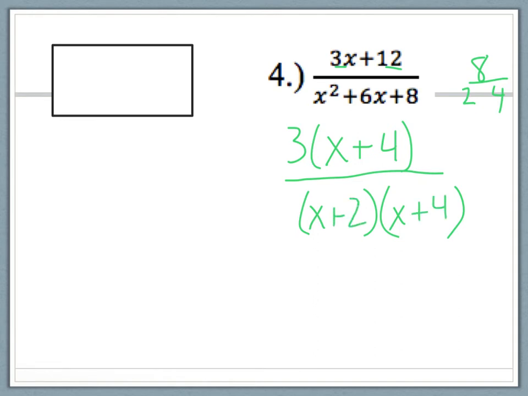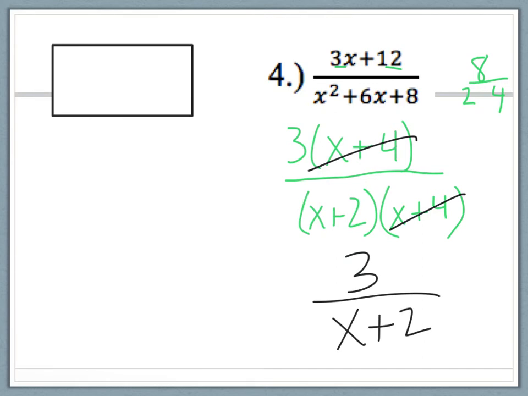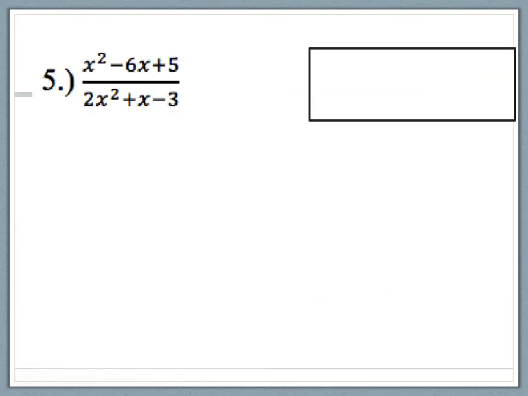All right, now we look at it. Is there anything that matches? We have these x plus 4s that match. So we're going to be left with a 3 over x plus 2. You can put the x plus 2 in parentheses, or you can just write it like that. Either is fine. Now let's look at number 5.